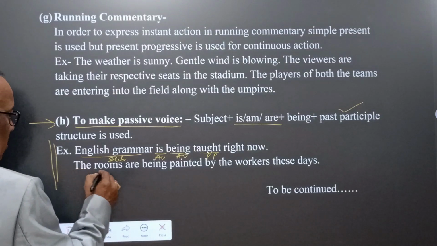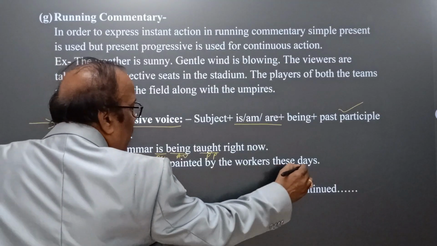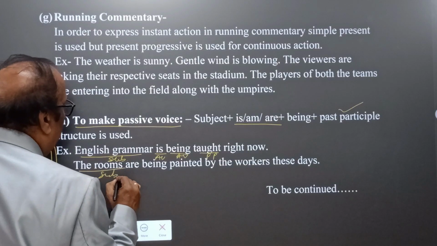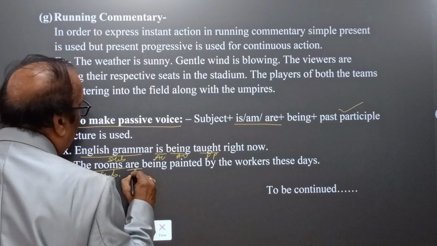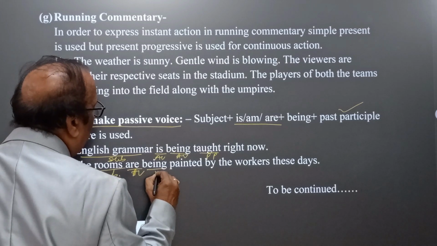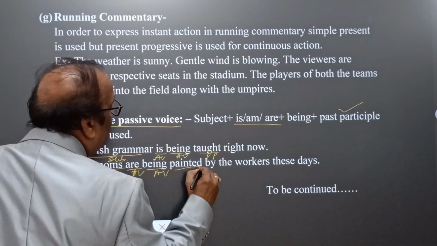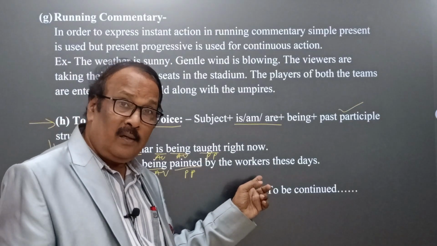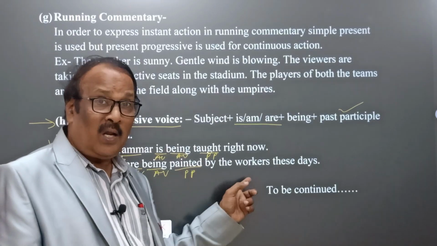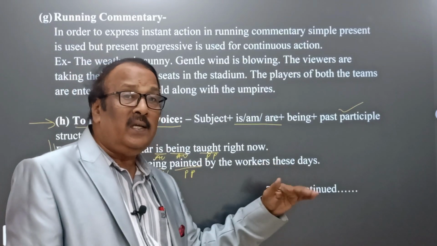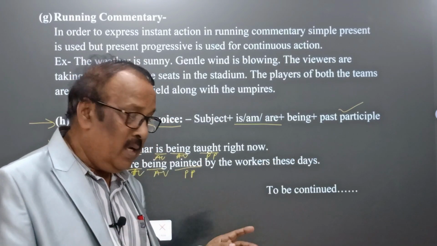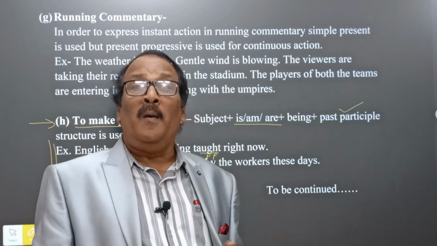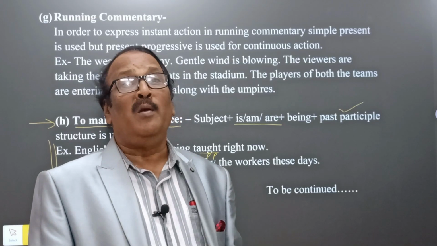Next, the rooms are being painted by the workers these days. The rooms subject, okay, and are is the auxiliary verb, being is the auxiliary verb, and painted is the past participle verb form by the workers. Here agent or doer has been mentioned. These days means nowadays. Okay, these are the various ways how we use present progressive at the time of our speaking and writing.